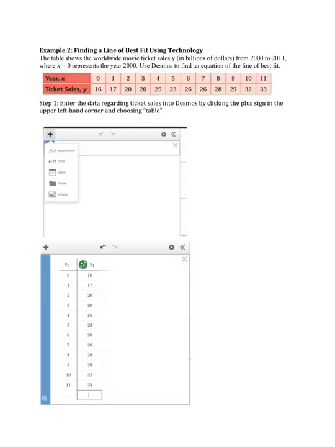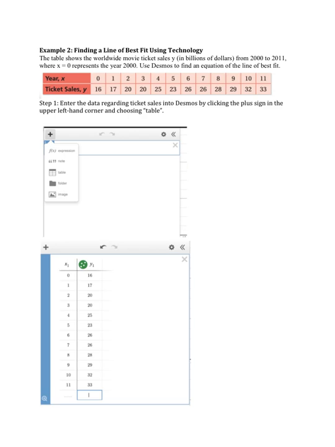So we're going to talk now about how to use technology to find a line of best fit. And we have this data here about ticket sales from years 0 to 11, where x equals 0 really means the year 2000, and x equals 1 means the year 2001. And we have ticket sales in billions of dollars. And we're going to use Desmos to find this equation.